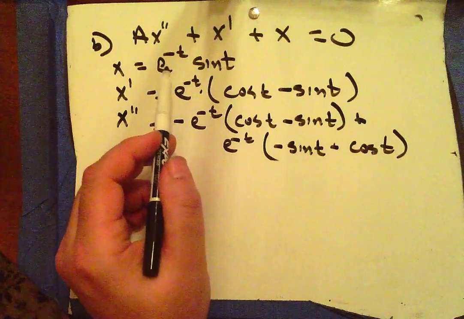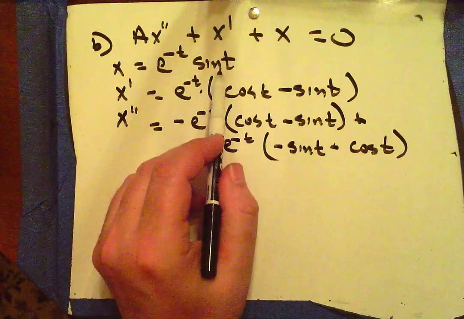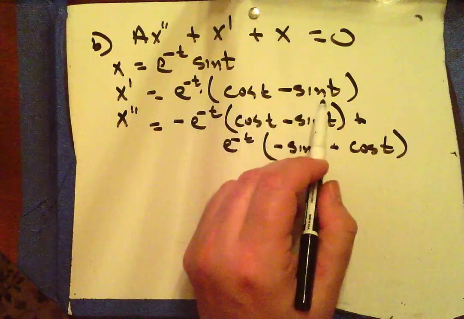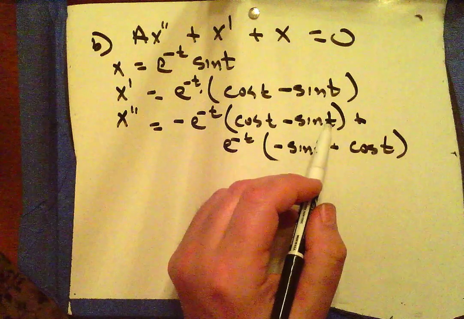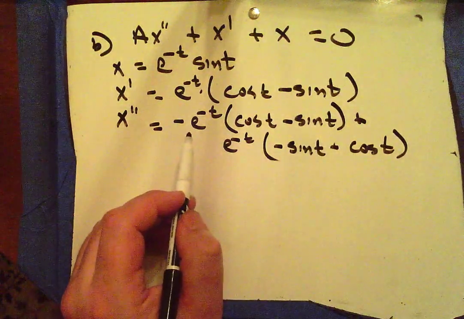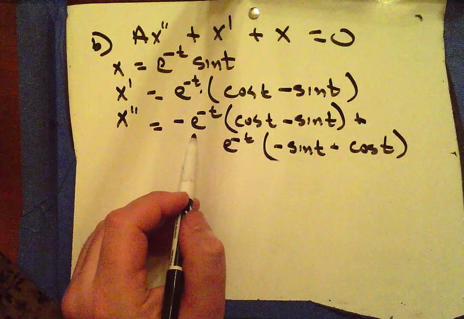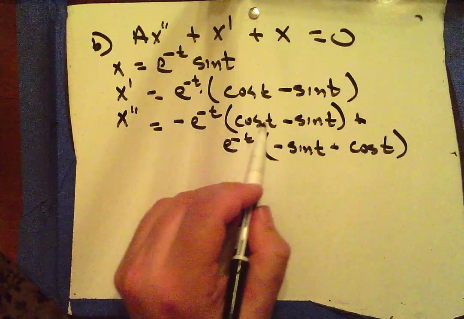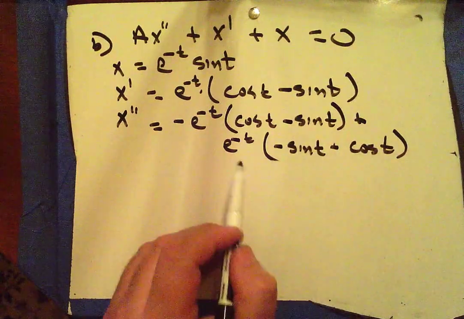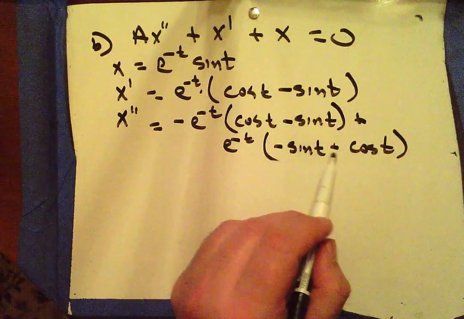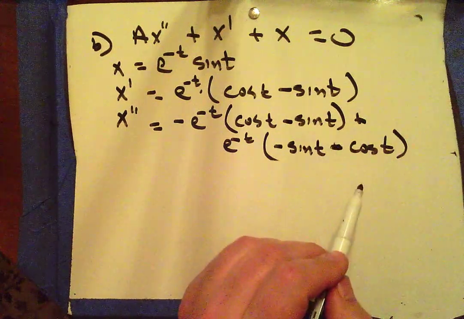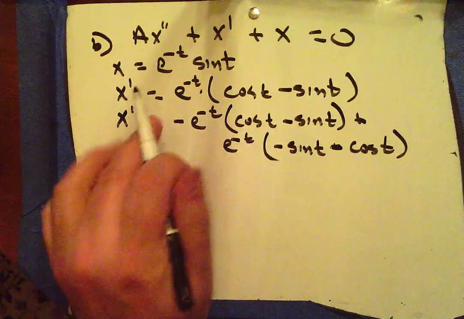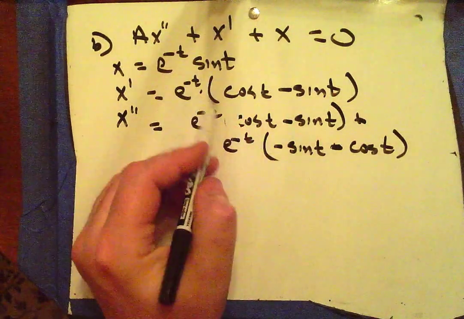So we started off with e to the minus t sine t, and our first derivative was e to the minus t cosine t minus sine t, and our second derivative was e to the minus t negative e to the minus t cosine t minus sine t plus e to the minus t negative sine t minus cosine t. Okay, if I distribute the negative, let's just push the negative in.